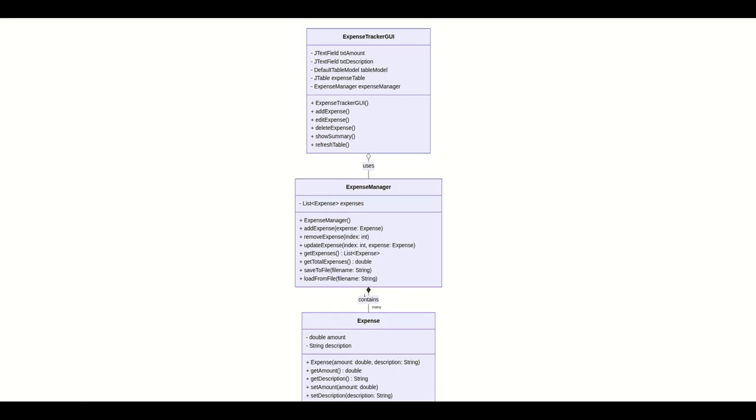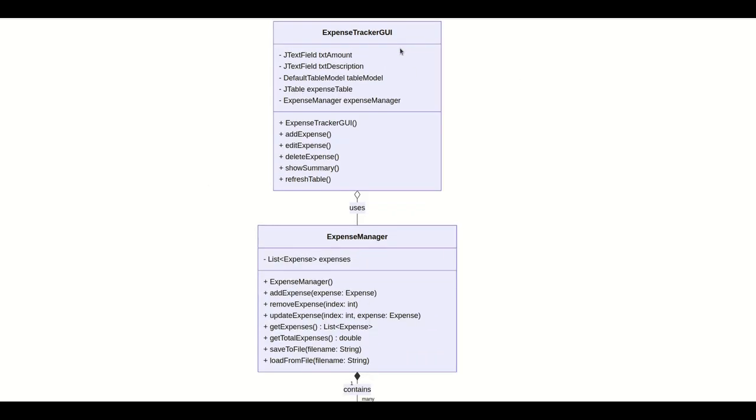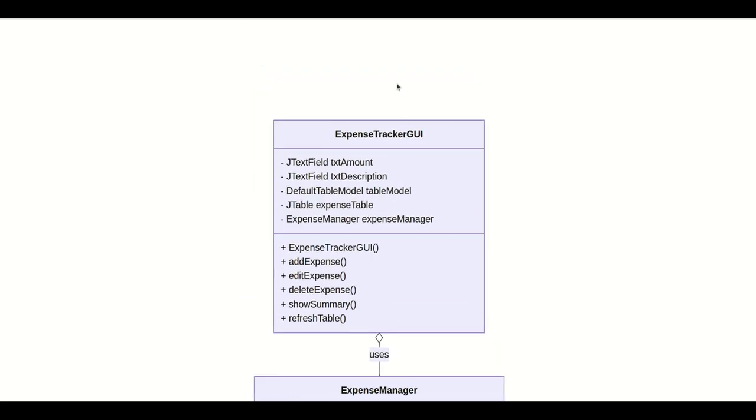Let's take a look at the class diagram. We have three primary classes: Expense Tracker GUI, Expense Manager, and Expense. First, Expense Tracker GUI is the graphical user interface controller. It includes components like text fields for the amount and description, buttons, and a table to display expenses. This class interacts with the Expense Manager to manage the underlying data. Its main responsibility is to handle user input and display the information accordingly.